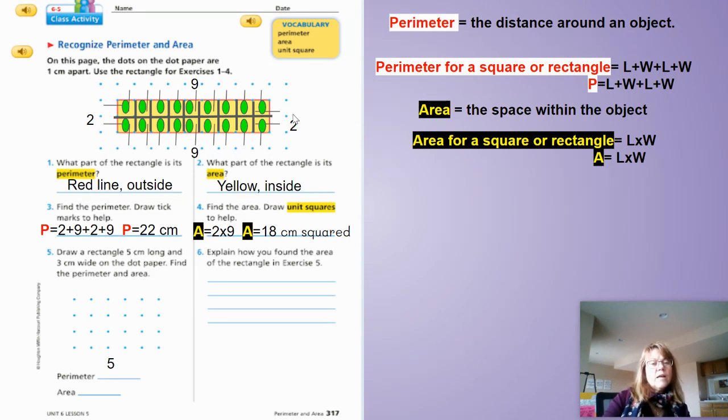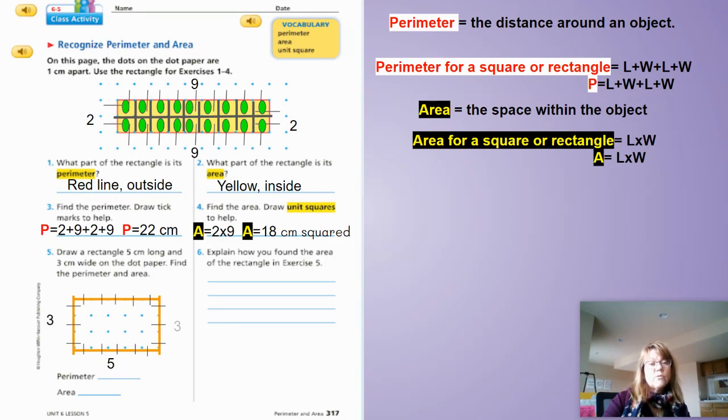All right, number 5, where you're going to draw a rectangle that is 5 centimeters long and 3 centimeters wide on dot paper. So you're going to connect these dots to make it 5 and 3, and we're going to count all the way around. 1, 2, 3, 4, 5, 6, 7, 8, 9, 10, 11, 12, 13, 14, 15, 16.